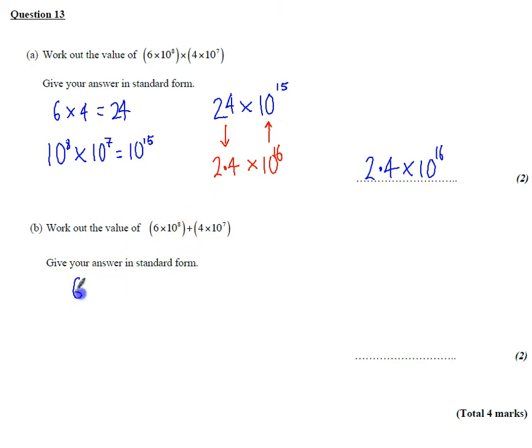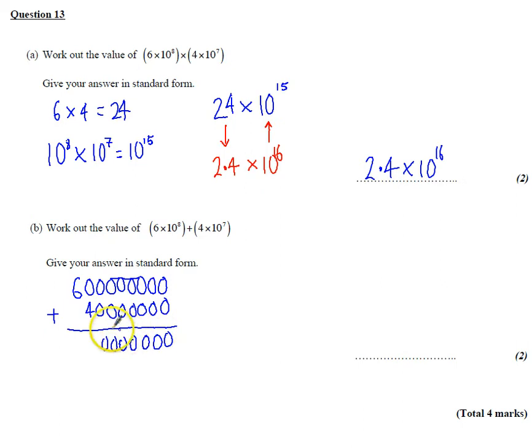So 6 times 10 to the power of 8 is 1, 2, 3, 4, 5, 6, 7, 8. Let's just check the decimal point. So it would be here, 1, 2, 3, 4, 5, 6, 7, 8. Yeah, that's right. So then 4 times 10 to the power of 7, it means the 4 is going to be there. And then I'm lining up all these zeros as best as I can, adding them, and then you can see I'm going to get 0, 0, 0, 0, 0, 0, 0. And then I'm going to get a 4 and a 6.